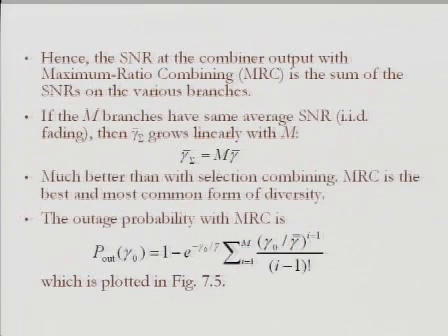Okay, so that's the outage for MRC as a function of the number of antennas, of the gamma 0 that we choose, and of the average of the gamma on each of the antennas.